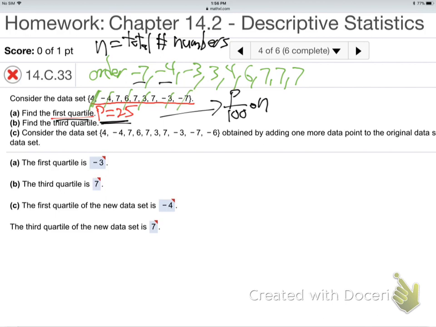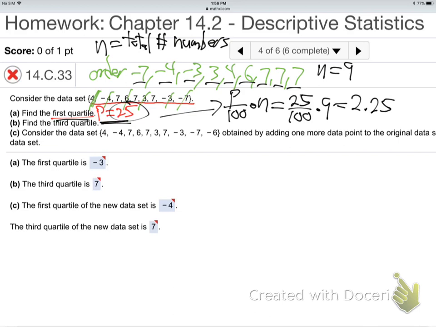Let's count them again. 1, 2, 3, 4, 5, 6, 7, 8, 9. 9 numbers in the data set. So P over 100 times N is going to be P, which we already said is 25, over 100 times 9. N is 9, because there's 9 numbers in the data set. That's going to come out to be 2.25. If you do that in your calculator, it'll come out to be 2.25. Everybody good so far?